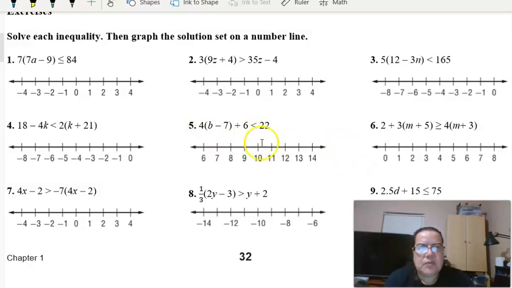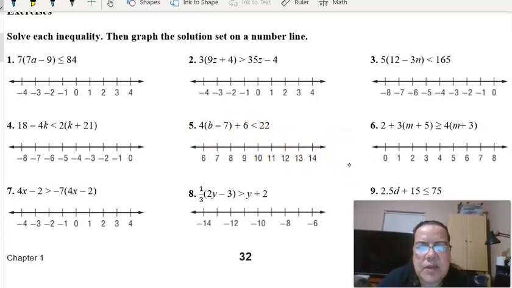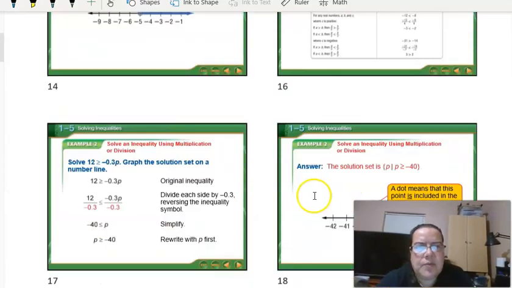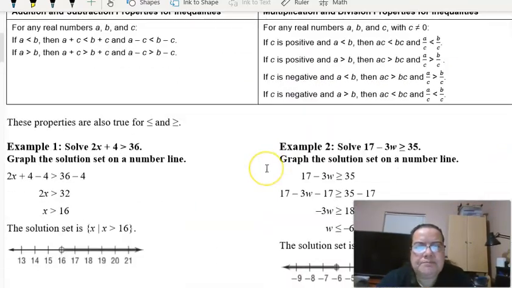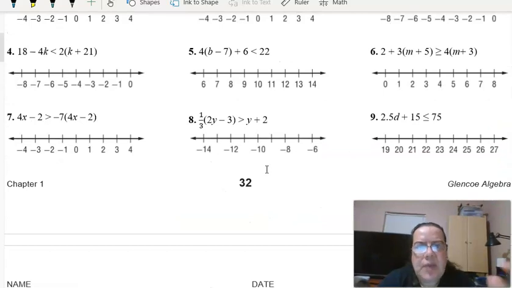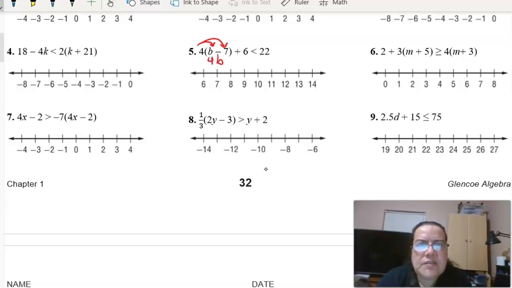So let's just do number 5. Let's solve it first for B and then we can graph. So remember, anytime you have a number outside of the parentheses, don't forget to distribute inside. So this ends up as 4 times B is 4B. 4 times -7 is -28, plus 6 is less than 22.